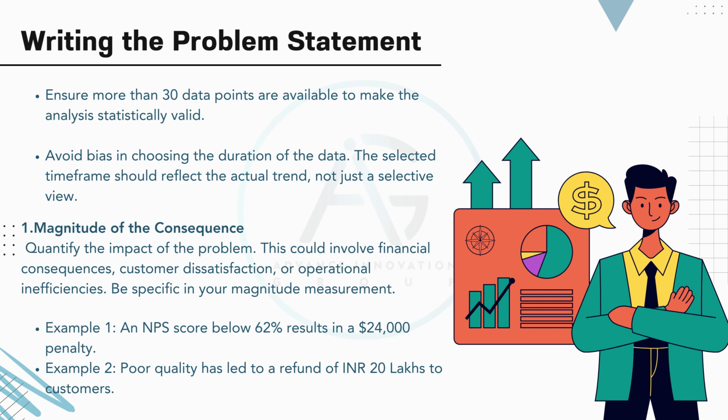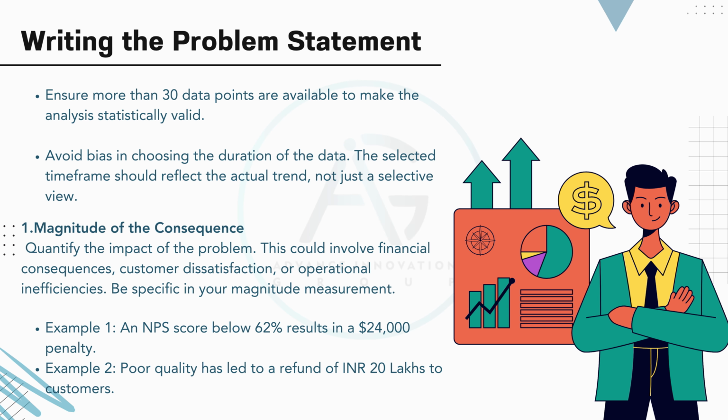Second, avoid bias in the time frame you choose. The duration of the data must reflect the actual trend, not a selectively favorable or unfavorable period. If performance was poor in the last quarter but stable before that, don't just pick 3 months of bad data to make a stronger case. A 12-month window is typically a fair and balanced period that captures both highs and lows and gives a realistic view of the problem. Third, and most importantly, highlight the magnitude of the consequence.